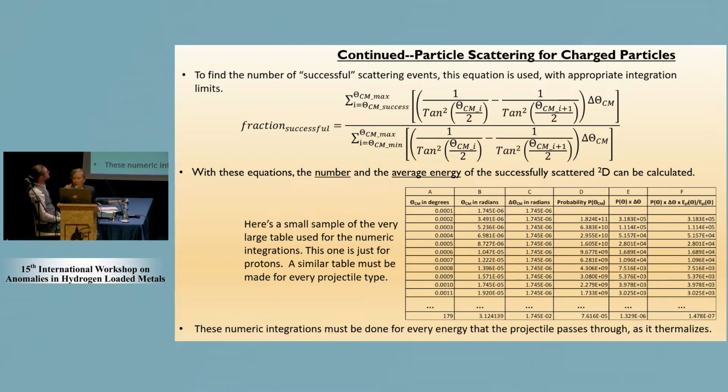To find the number of successfully scattered events, this equation is used. Again, this is solved with numeric integration. Here's a small sample of a very large table used for numeric integrations. This table is used just for protons. A similar table must be made for every projectile type. These numeric integrations are done for every energy that the projectile passes through as it thermalizes. I show this in the next slide.